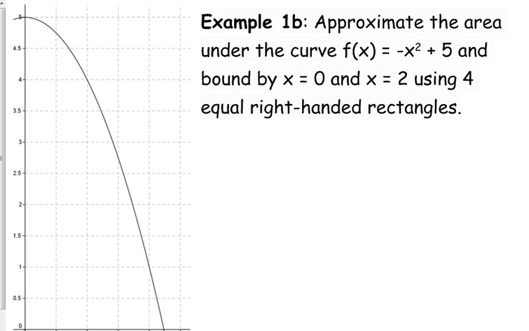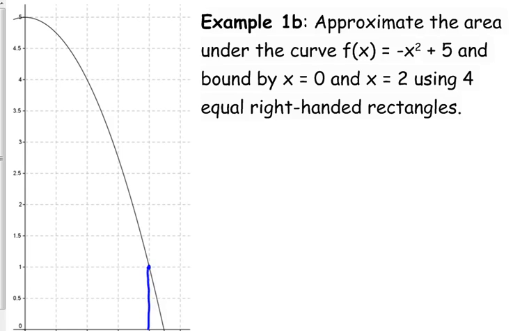I'm going to set the next one up, same curve, same boundaries, same number of partitions. That's another word that we use there. If it says 5 on your paper again, please change it to 4 again. Okay, I apologize. But this says right-handed rectangles. That means we're going to start on the right side of our interval.